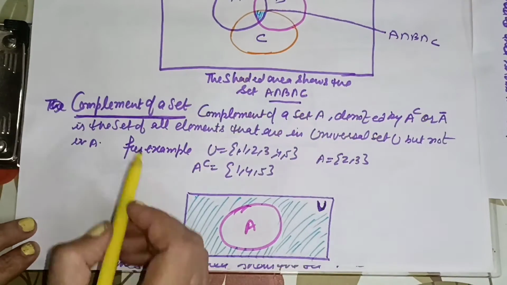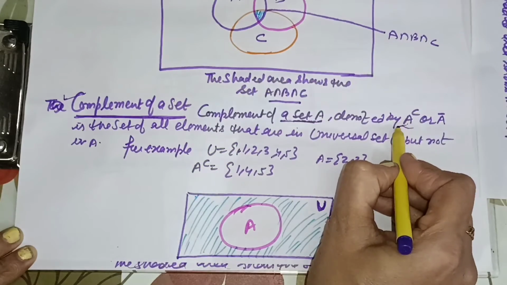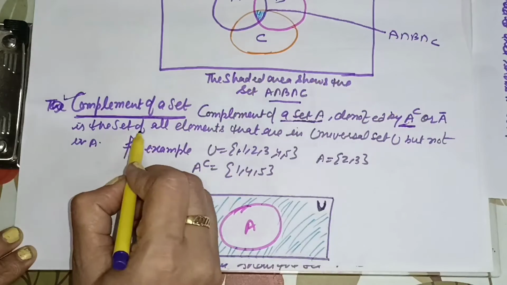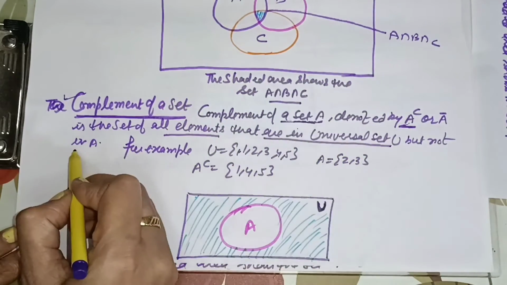Next is the complement of a set. The complement of a set A, denoted by A^c or A', is the set of all elements that are in the universal set U but not in A.